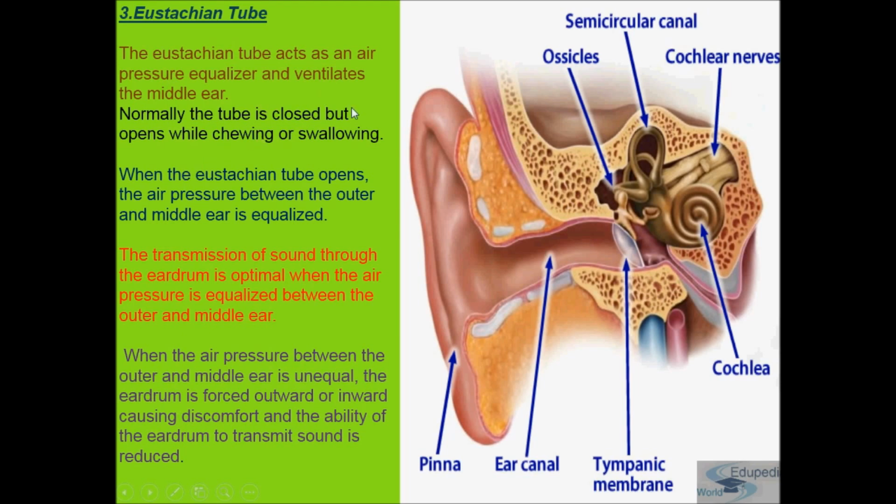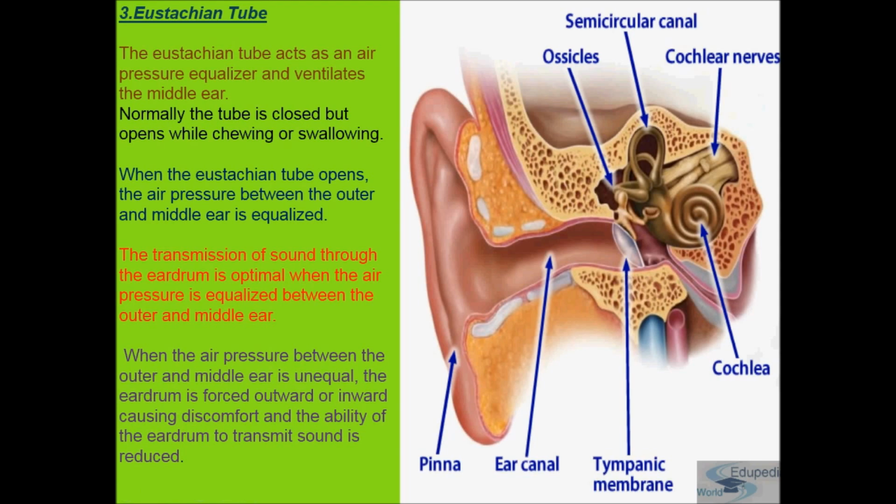Normally, the tube is closed but opens while chewing or swallowing. That means when we chew or when we swallow anything, then this Eustachian tube becomes open. Okay, but normally this Eustachian tube is closed. When the Eustachian tube opens, the air pressure between the outer and the middle ear is equalized. That means when we chew anything, the Eustachian tube becomes open, and the air pressure between the outer ear and the middle ear becomes equalized.